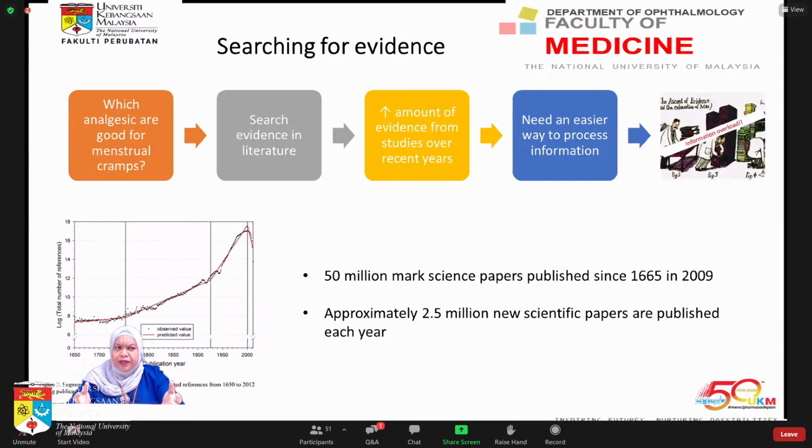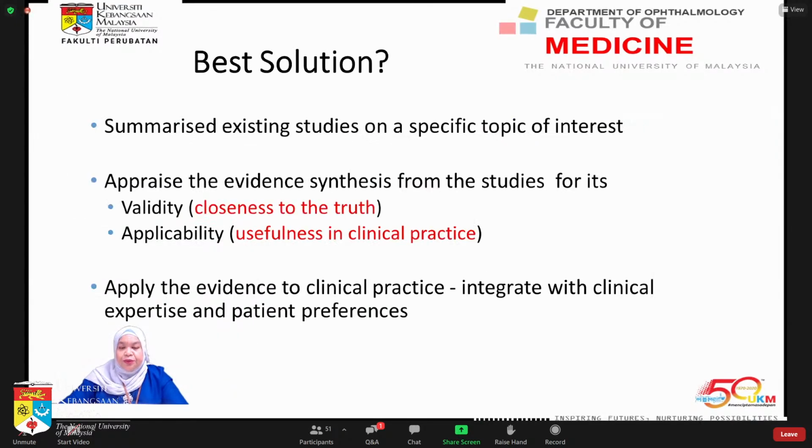So how do you look at which tablets are better when you compare? Because if you look at the evidence, it compares from one tablet to the other. Some papers will compare a few tablets to each other, and which one is the truth? There is always an easier way to process the information. So what is the easiest way? It is to summarize existing studies on a specific topic of interest.